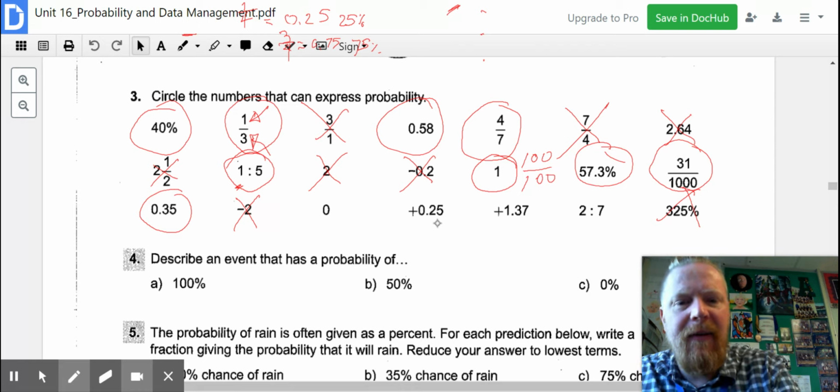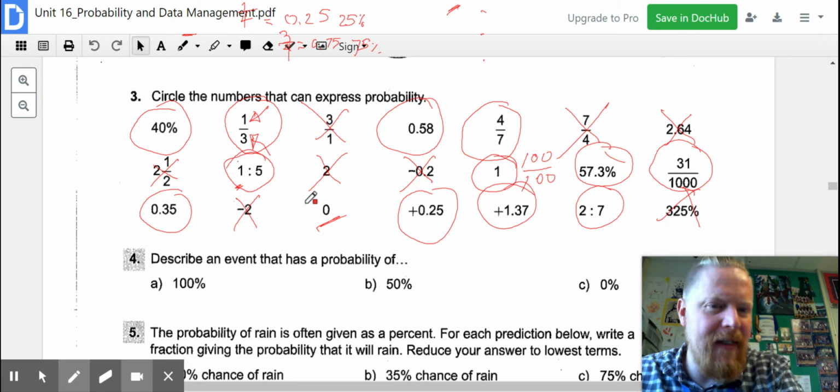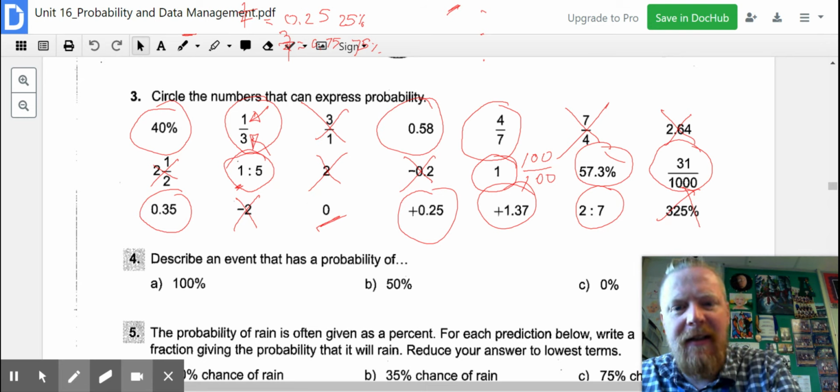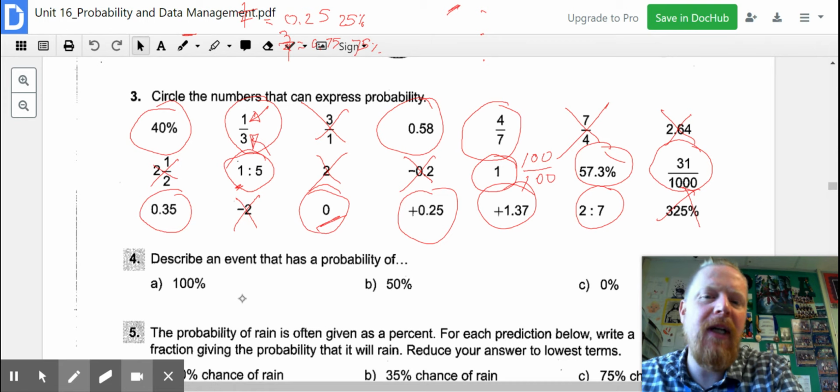Let's see. Probability, all of these ones are good. Let's talk about this one here. 0. Can you have a probability of 0? Yes. 0 just means there's no chance something could happen. It's actually the opposite of a 1. 100% chance something will happen, 0% chance something will happen.